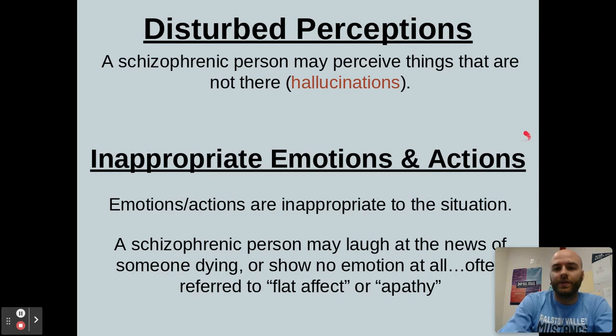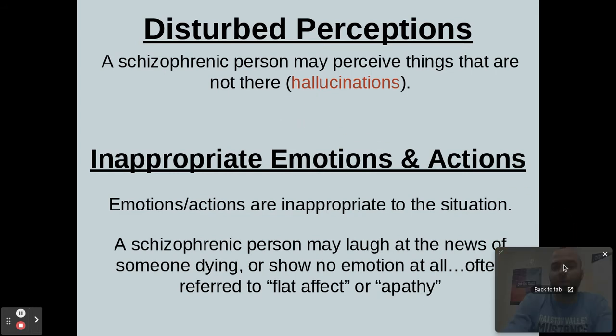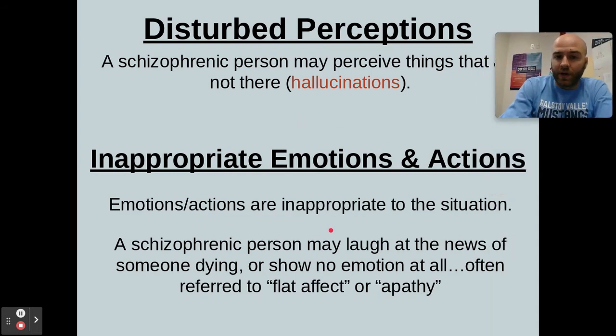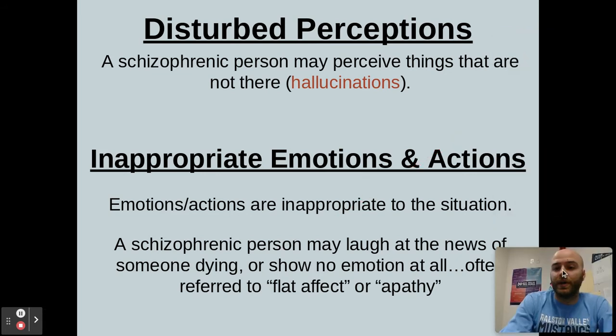In addition to those delusional thoughts, you have disturbed perceptions. This is when a schizophrenic person may perceive things that are not there, hallucinations. We'll get into that a little bit more in a second. But they also have inappropriate emotions and actions. Emotions are inappropriate to the situation. Their actions are inappropriate to the situation. For example, a schizophrenic patient may laugh at the news of someone dying or potentially show no emotion at all. That's referred to as flat affect or apathy. They just show no emotion. They're unmoved by it when they should react appropriately in an emotional way.